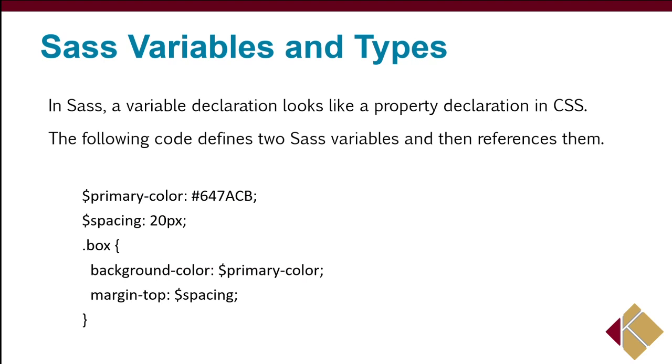This is how you declare variables in SASS. Okay? So we have a variable here of primary color, and we've set that to a hex code of 647ACB. And then we have a variable here called spacing, and we've set that to 20 pixels. So now, anytime that we want to reference that primary color, we reference it in our declaration. And the declarations are basically just like CSS.